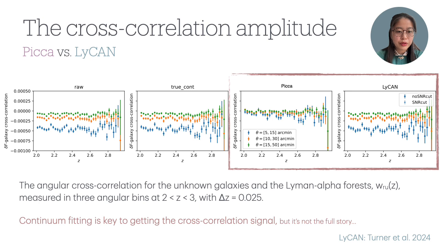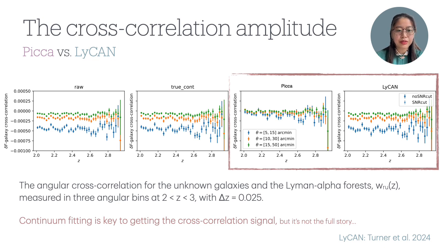What's shown in these 4 panels are delta F-galaxy cross-correlations measured as a function of redshift and at different angular scales. The first panel on the left shows the perfect case in simulation where you know the ground truth of your delta F. The second panel shows what happens when you add noise to your quasar spectrum, but normalize it with a known true continuum. This is the best case scenario we could achieve in reality.